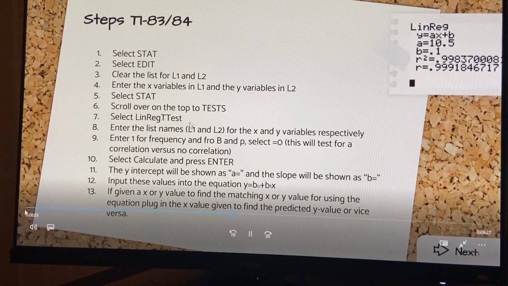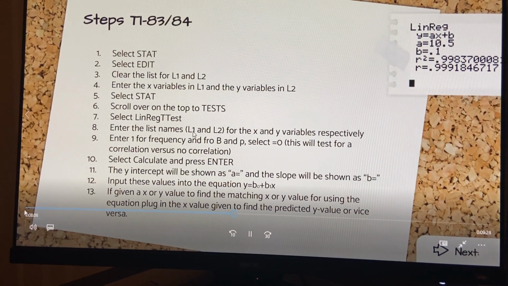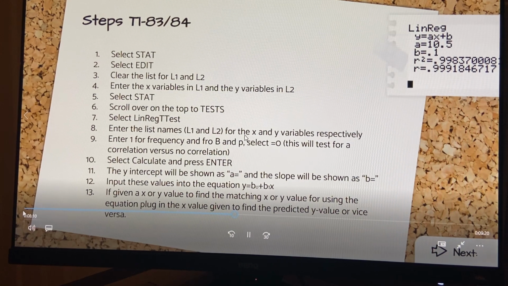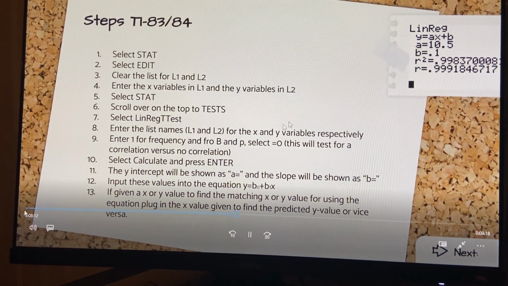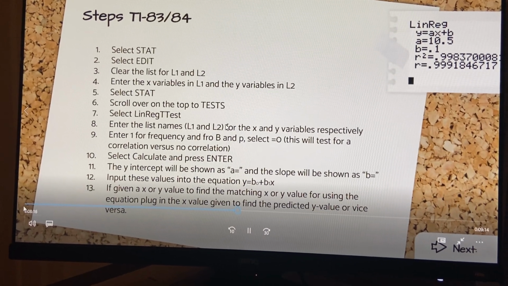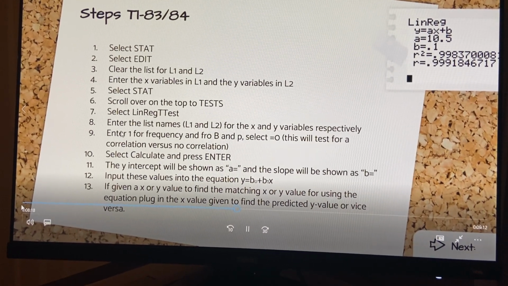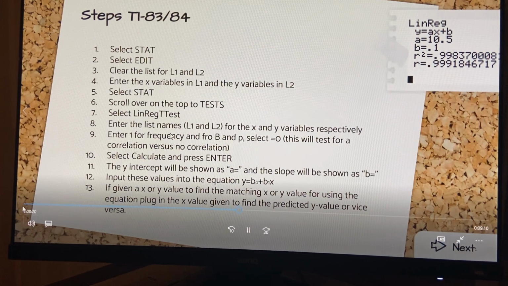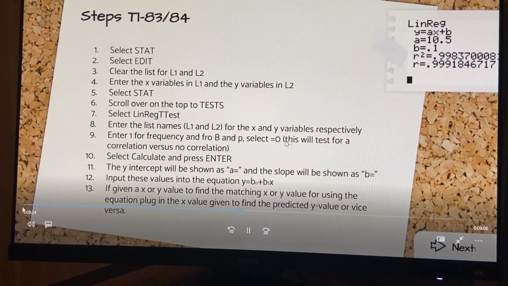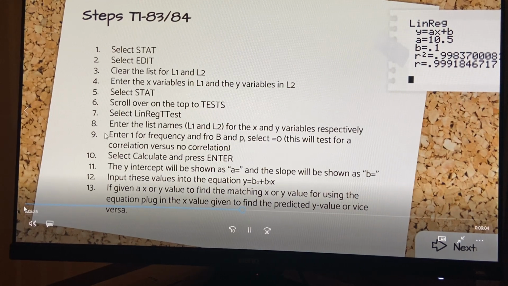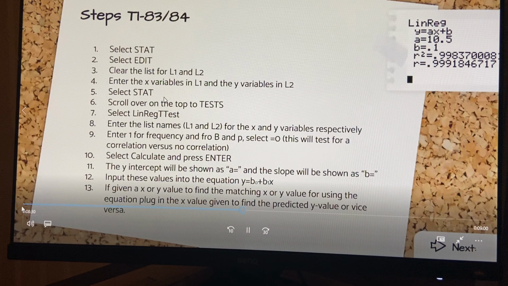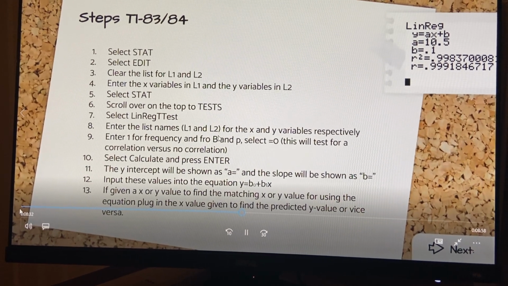So it's going to say Xlist, you're going to say L1, and Ylist, you're going to say L2. So it knows where to pull that data from. Then you're going to enter 1 for frequency, and for β and ρ, select not equal 0. This will test for a correlation versus no correlation, so you can tell if there's a correlation or not. Then select calculate and press enter.